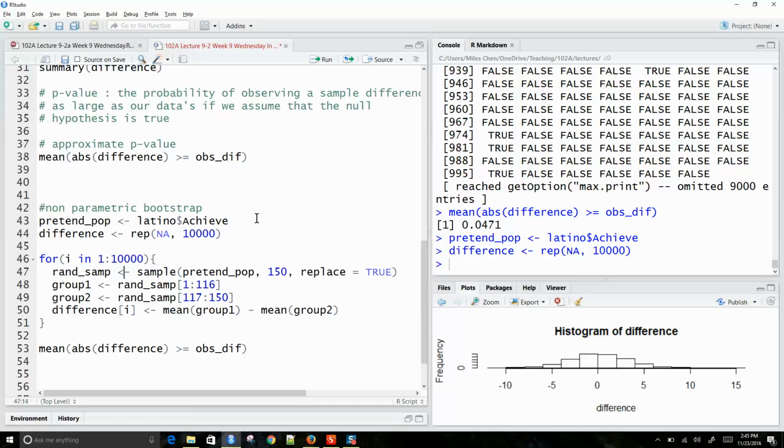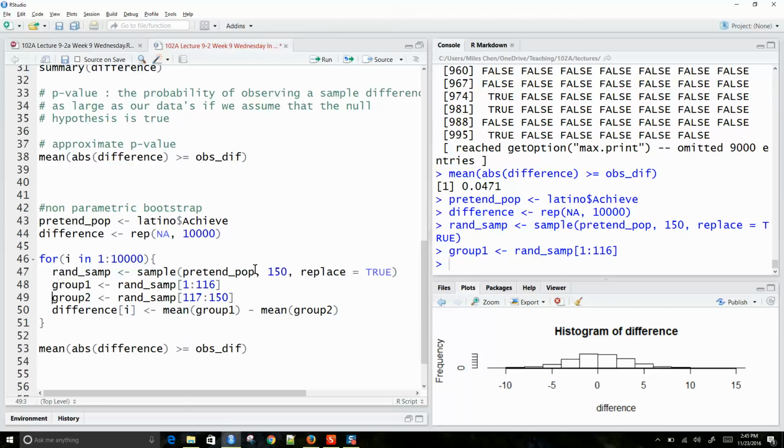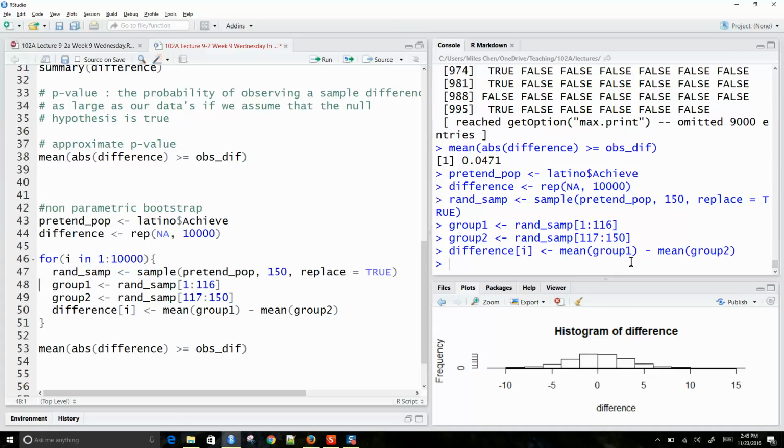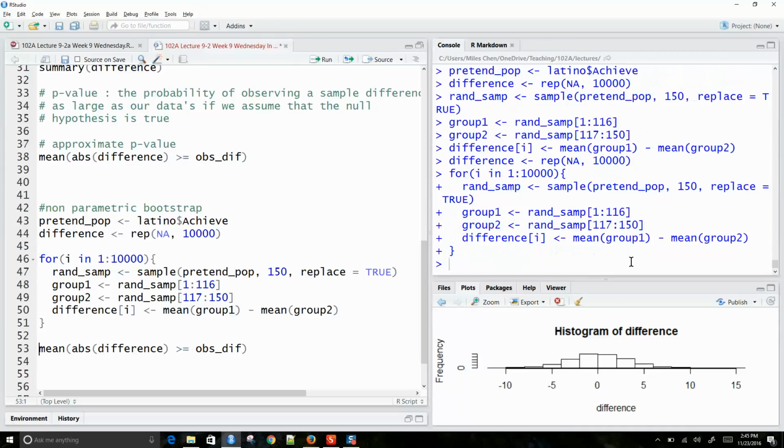For each replication, I'm going to sample from the pretend population, which is really just our data set. I'm going to take 150 values, with replacement, which effectively makes an infinite number of copies of our data as our population. This gives me my random sample. I get group 1 and group 2. I assign 116 to group 1, the other 34 to group 2, and calculate the difference between these. We do this over and over again and see how often we get a value here.